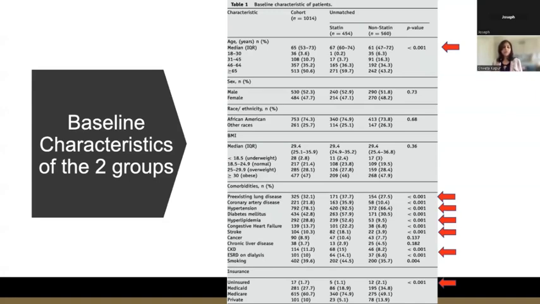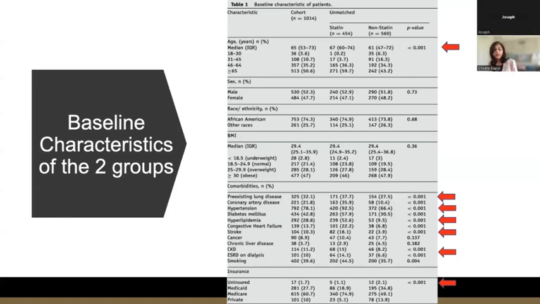The groups differ in the age distribution, and they differ in the burden of comorbidities. The group that was using statins was older, and they also had a higher burden of comorbidities like pre-existing lung conditions, coronary artery disease, hypertension, diabetes, hyperlipidemia, chronic kidney disease, etc. And they also differed in the type of insurance they had.